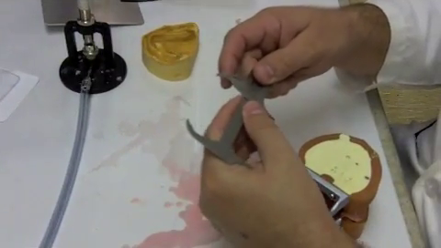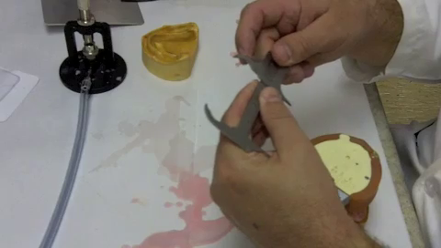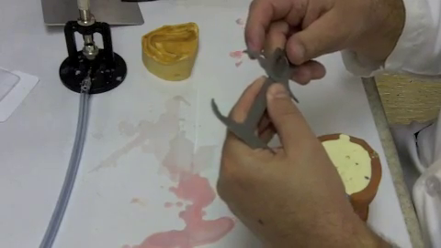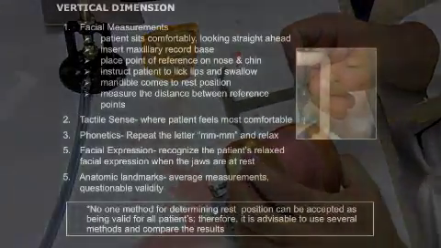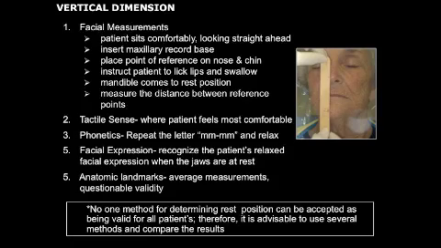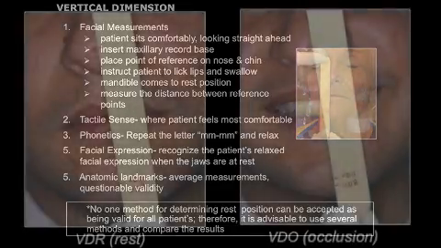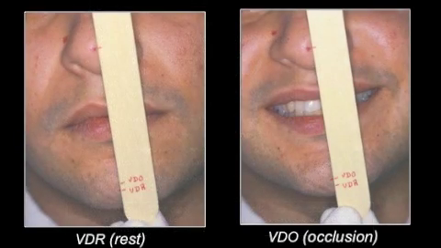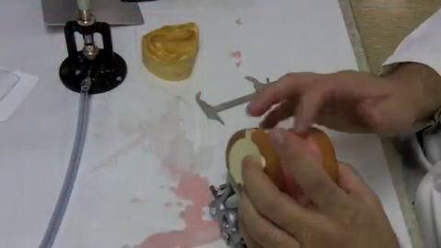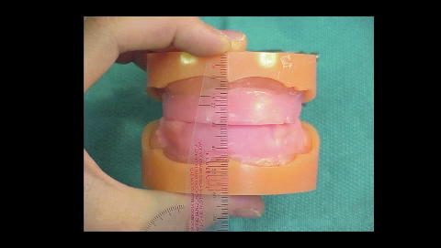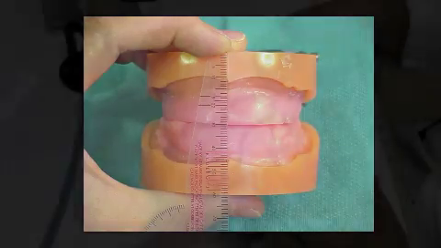Our ultimate goal is to establish our vertical dimension of occlusion. For this project, we want to have a vertical dimension of occlusion of 60 millimeters. There are different ways that you can have the patient get in their rest position, and here are some options that you have. Once you have established that vertical dimension of rest, remember, approximately 2 to 4 millimeters closed from that is the vertical dimension of occlusion. So we want to adjust the rims on our simulated patient so we have a total of 60 millimeters.